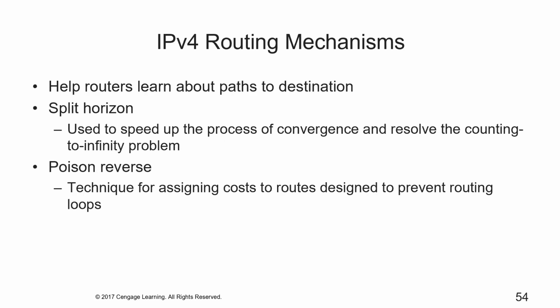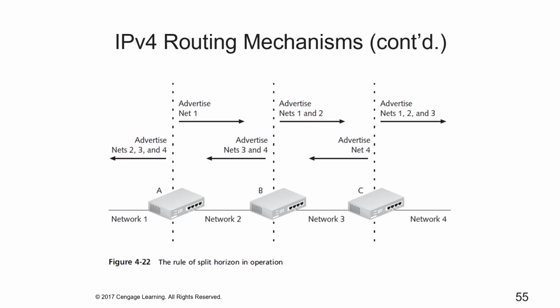In terms of IPv4 routing mechanisms, these help routers learn about paths to a destination. Split horizon is used to speed up the process of convergence and resolve the counting to infinity problem. Poison reverse is a technique for assigning costs to routes designed to prevent routing loops. Here is a diagram of split horizon in operation.